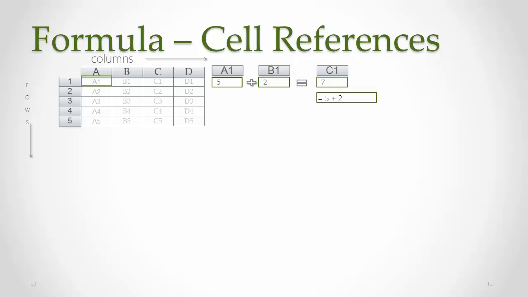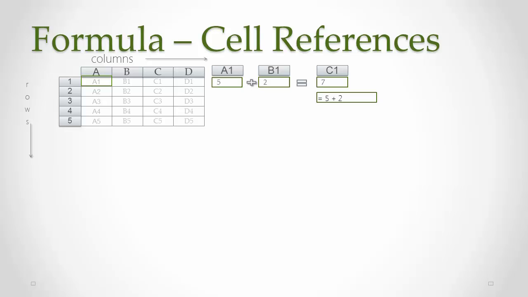We just used manual values in formulas like 5 plus 2. What we want to do is use a value from an existing cell. For instance, in this sheet, I have a value in cell A1 and another value in cell B1. I want to add them up and display the result in C1.